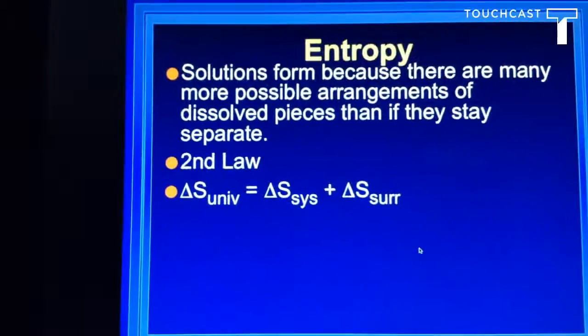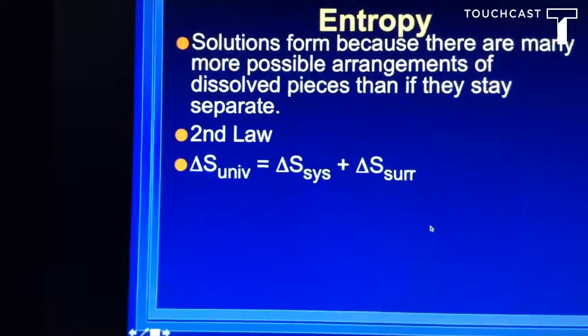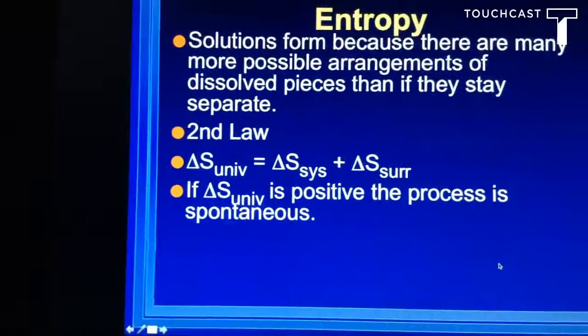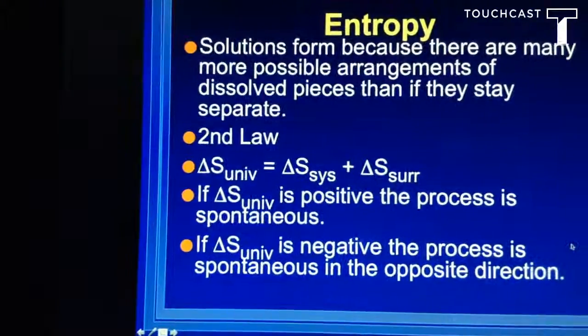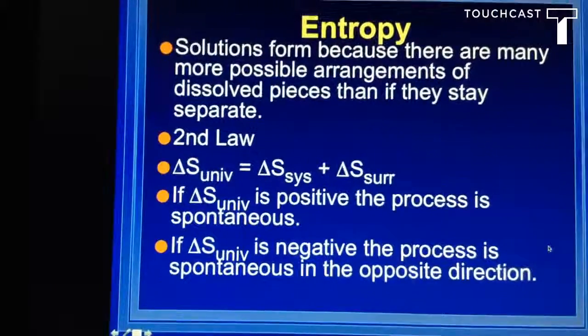So delta S of the universe equals delta S of the system plus delta S of the surroundings. If delta S of the universe is positive, the process is spontaneous. If delta S of the universe is negative, the process is spontaneous in the opposite direction, or the reverse reaction.